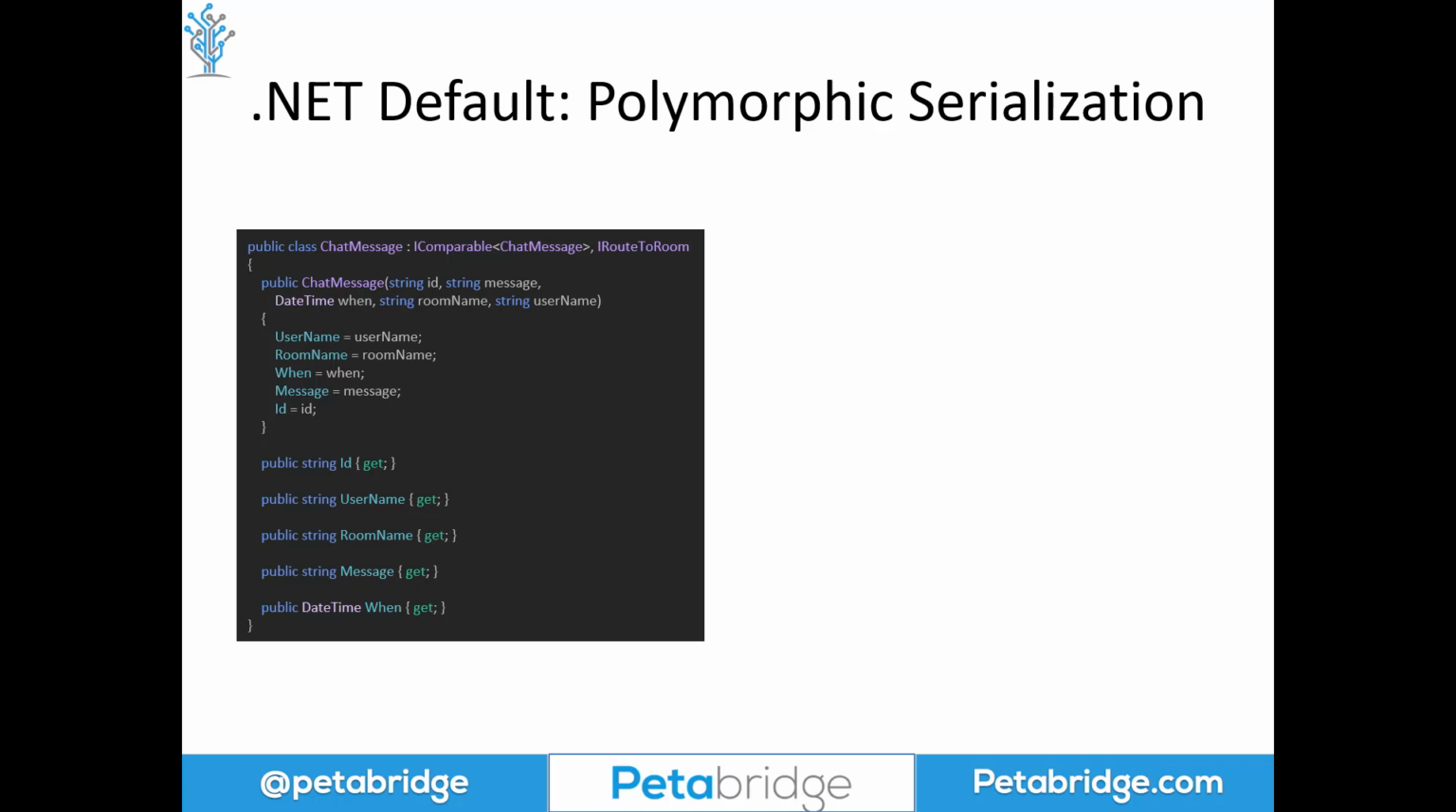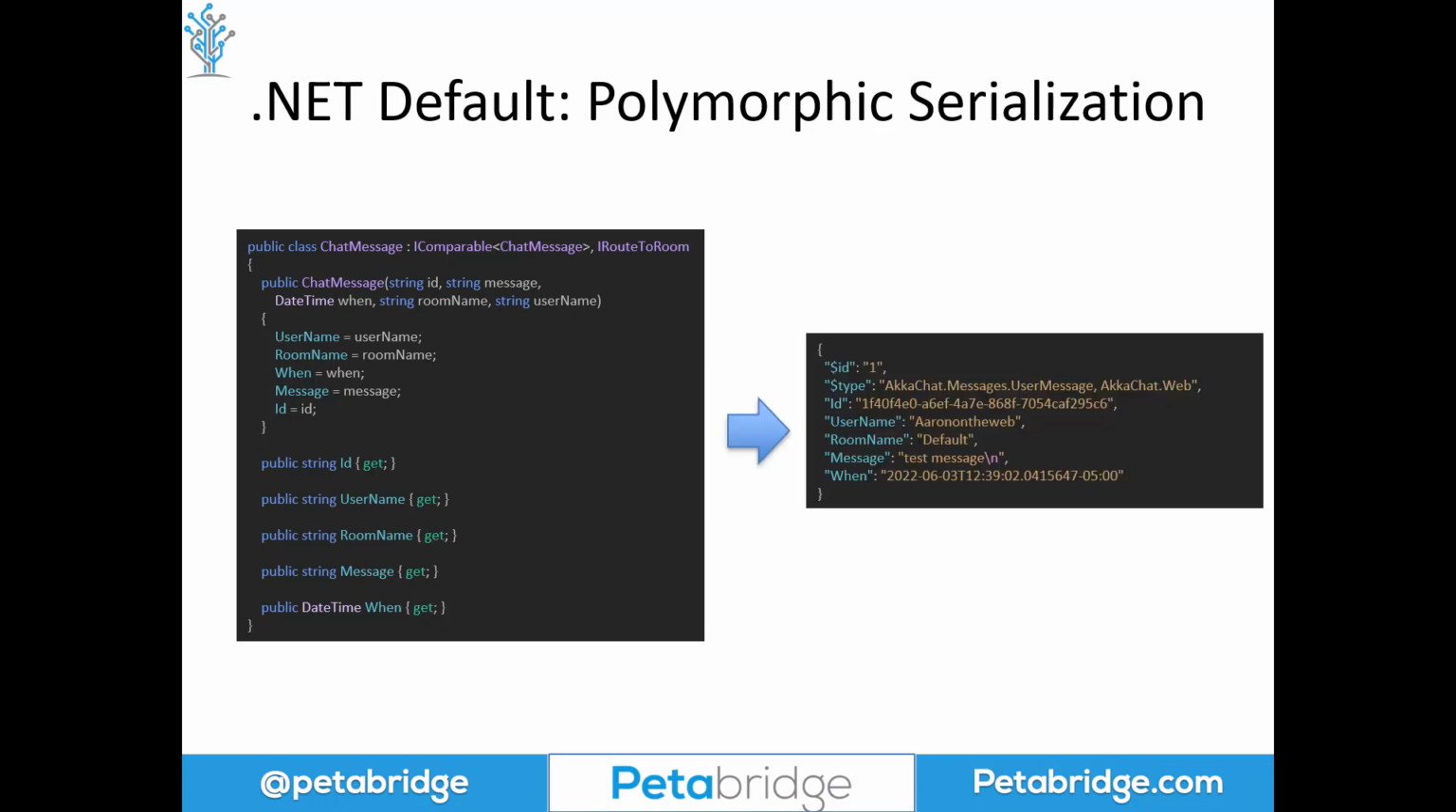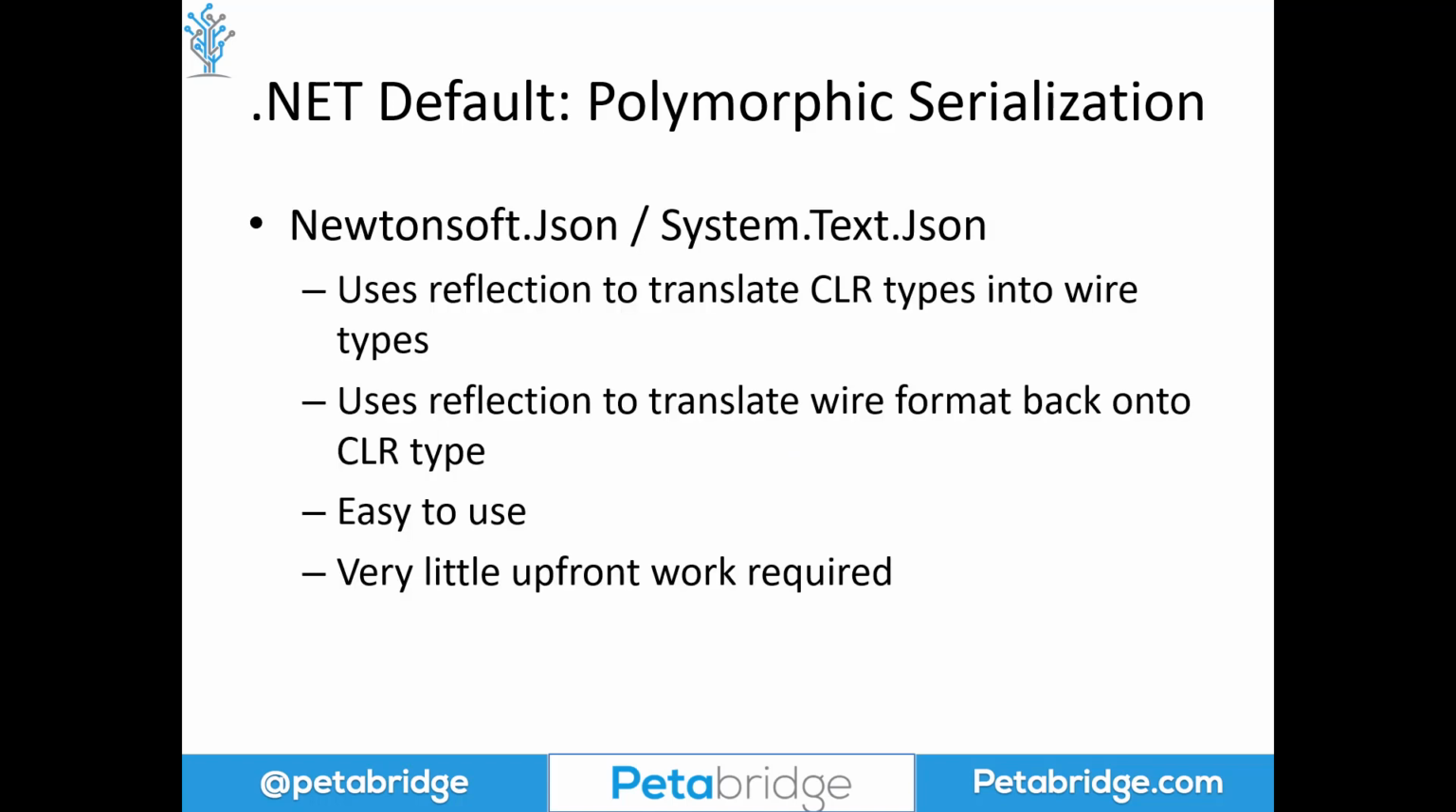So this type gets serialized using a library like JSON.NET into a JSON representation that can be transmitted over the wire, or maybe it'll be persisted, or maybe it'll be deserialized via something like an HTTP handler inside an ASP.NET service. Polymorphic serialization is the default because it's so easy to use.